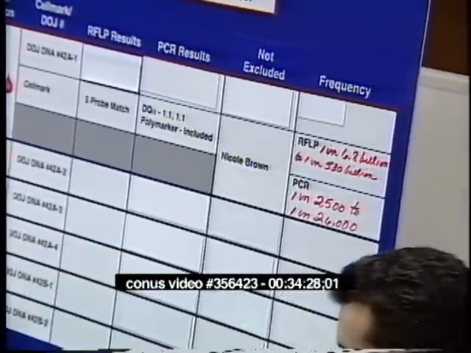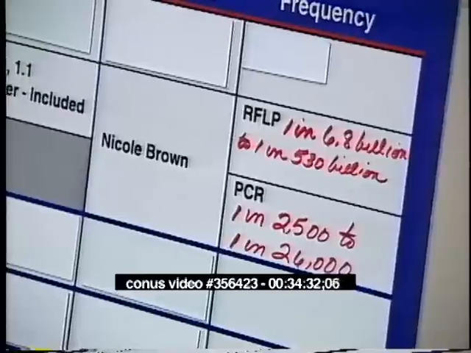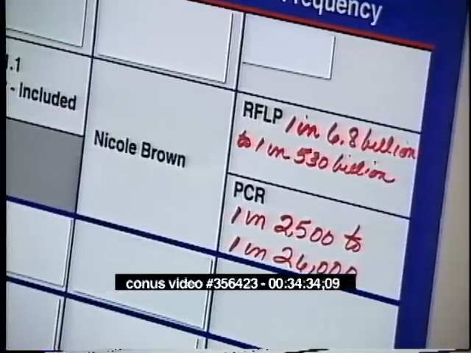And again, these were 6 different genetic markers using PCR, then the 5 markers used to type this sample using the RFLP process. Yes. All right.